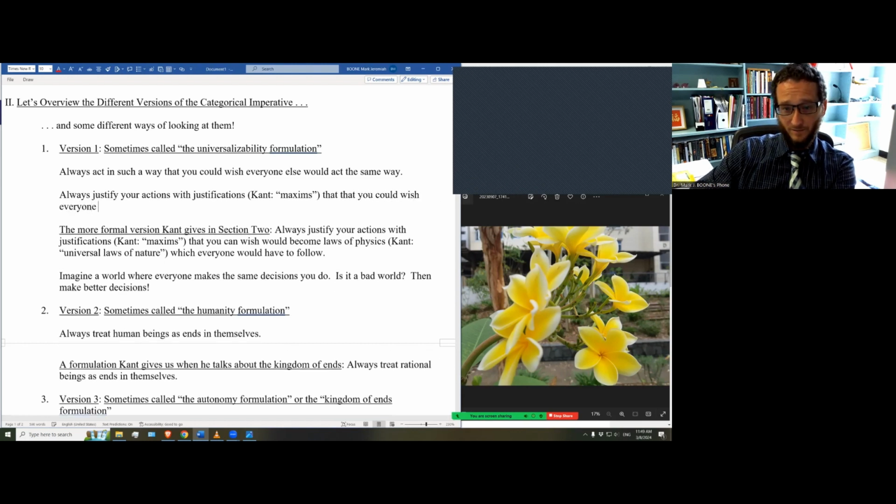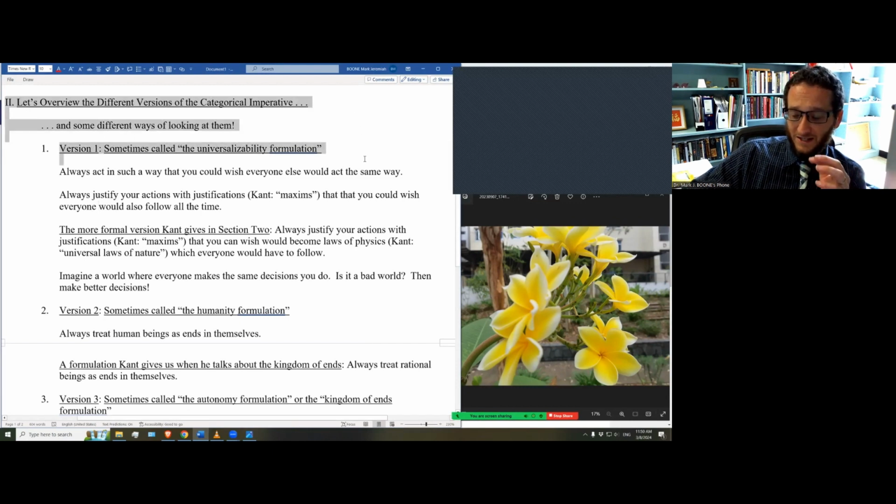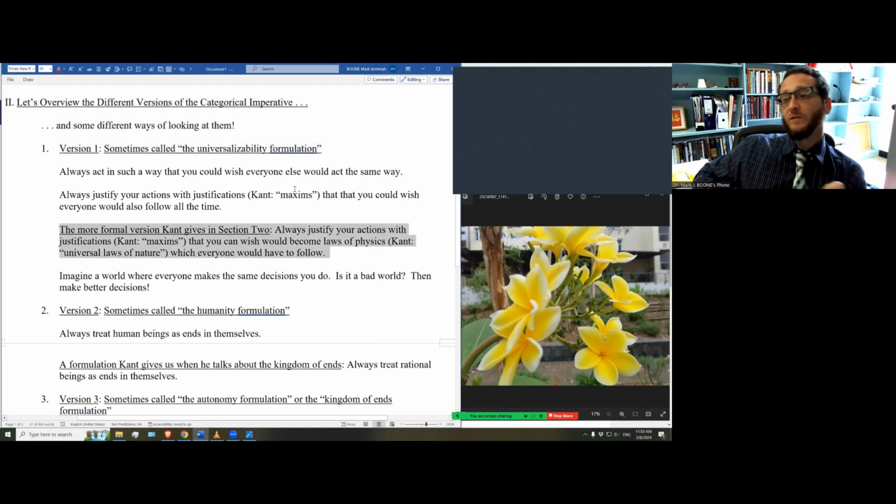you could wish that other people would also follow all the time. Actually, everyone, not just other people, but you in the future. Moral law is universal, and that means that actions consistent with moral law are enacting principles that can be universalized. Now, there's a more formal version of the categorical imperative, version 1B, if that helps you think through these things. Always justify your actions with maxims, justifications that you could wish would become laws of nature.